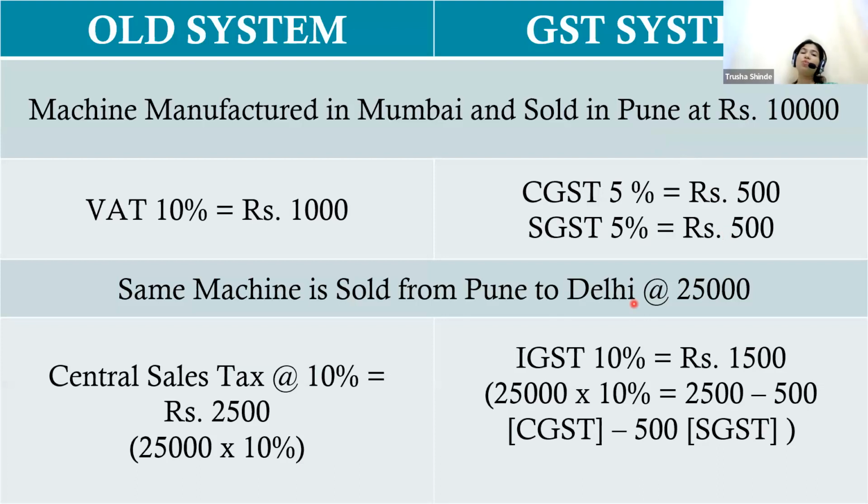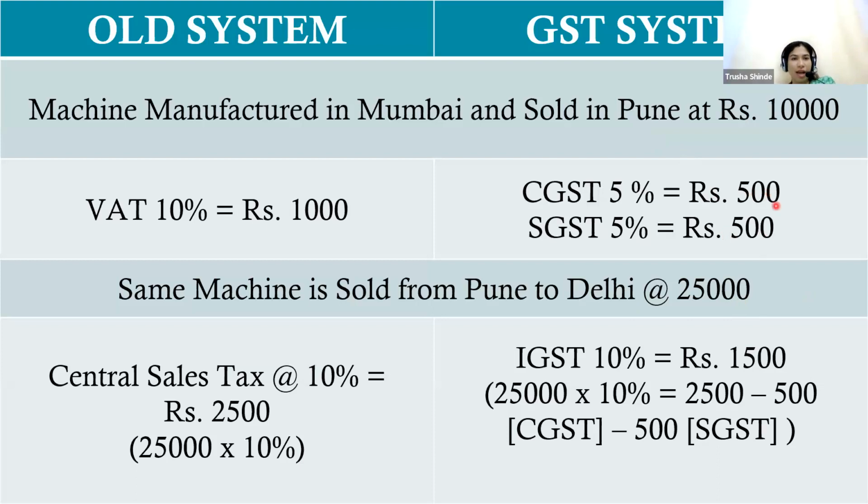Later, this machine was sold from Pune to Delhi. Now, these are two different states. What type of supply is this? IGST, interstate. It's interstate supplies. Here the amount is 25,000. Again, the additions etc. were there, but here they have not disclosed it.